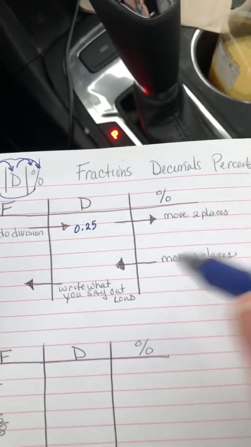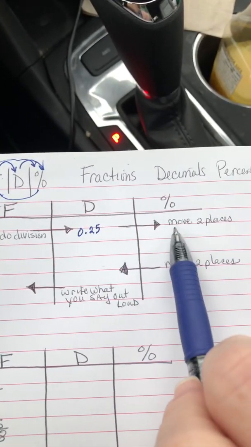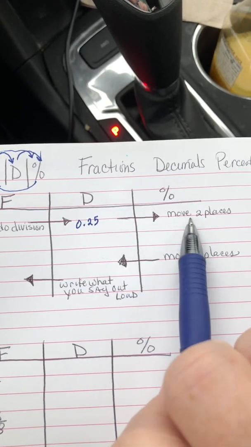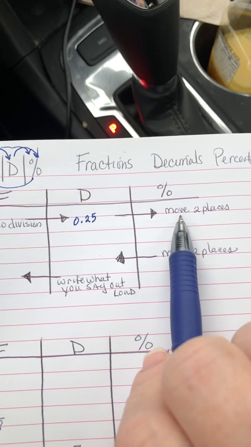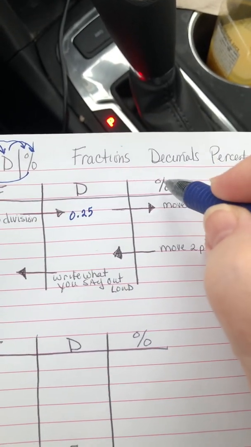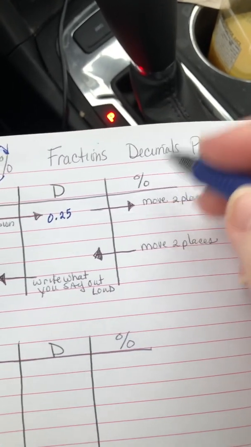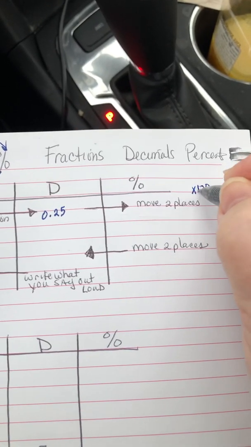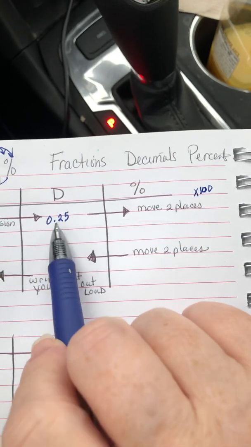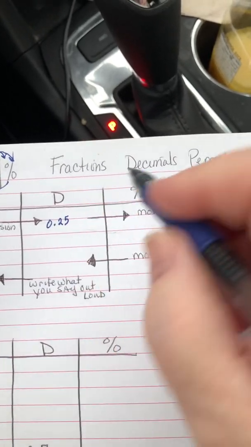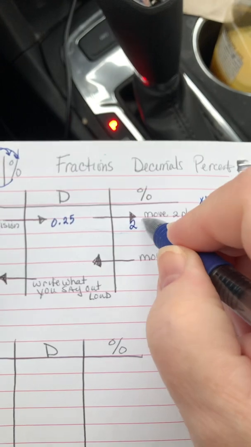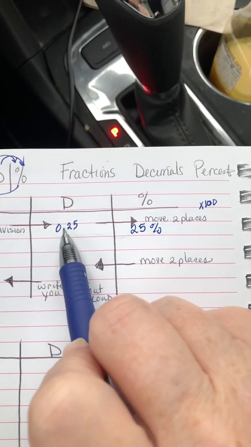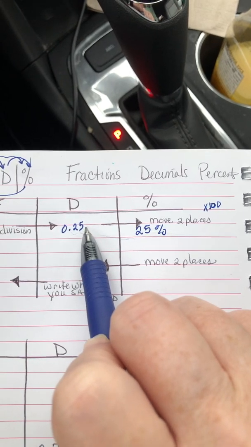And then if you wanted to change that decimal into percent, you would move the decimal in this direction, because you're going towards the percent. And really what you're doing is you're giving it 100. So the mathematical thought is you're multiplying by 100. And that will cause your decimal to move 2 places to the right. So that's the same as saying 25%, because we moved the decimal 2 steps to the right.